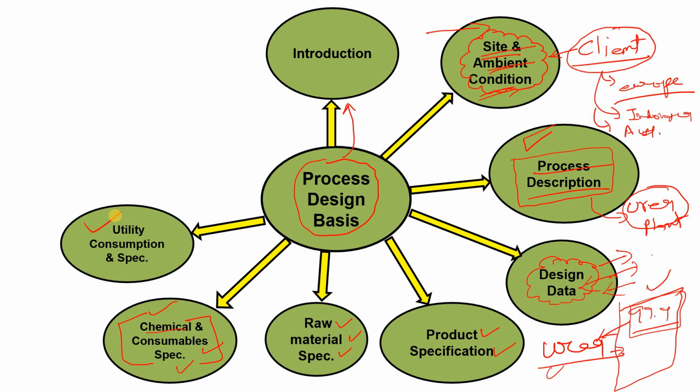That could be your DM water, process water, raw water, steam, high pressure steam, low pressure steam, medium pressure steam, nitrogen, instrument air, plant air. All that information you provide in the utility consumption and specification section.